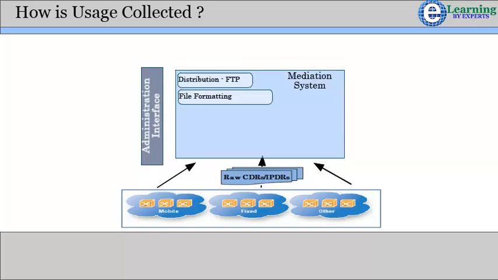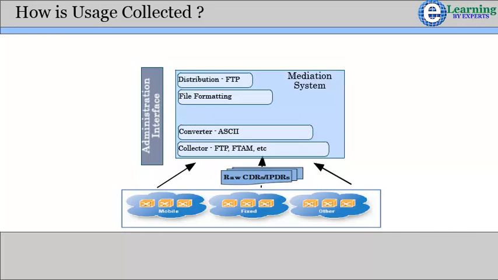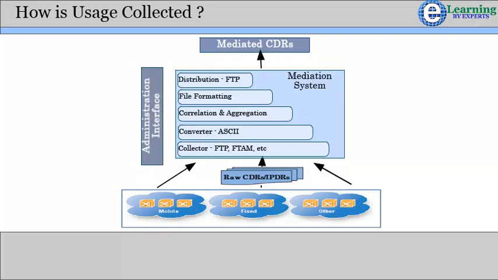The mediation system module consists of the following components: collection, fetching the CDRs from the network; conversion, converting the CDRs from the different network elements into one uniform format, so that the downstream processes can understand it; filtering, filtering the CDRs which are not needed for the rating system, like CDRs for incoming calls, etc. The output of the mediation system is the mediated CDRs, which are ready for rating.